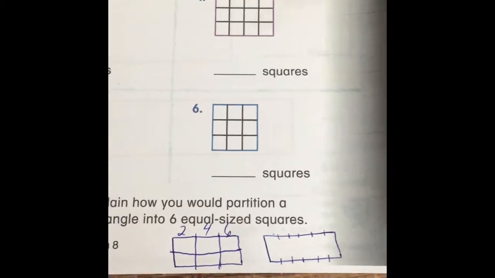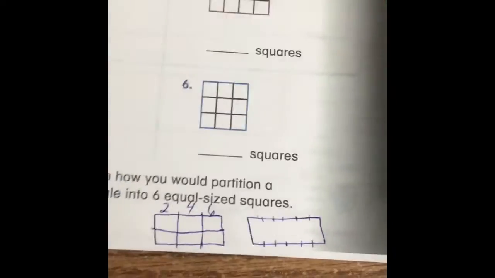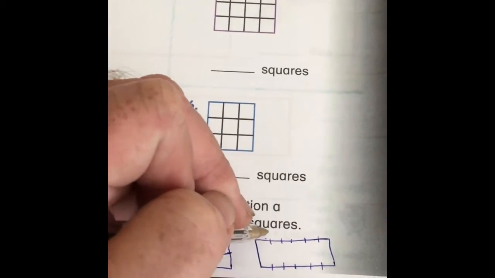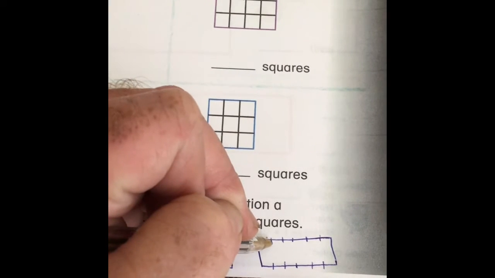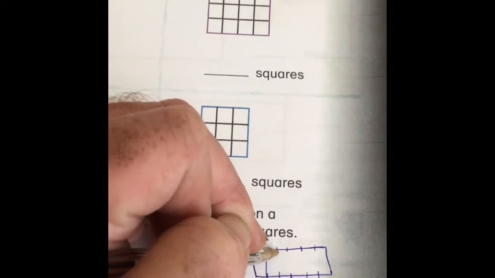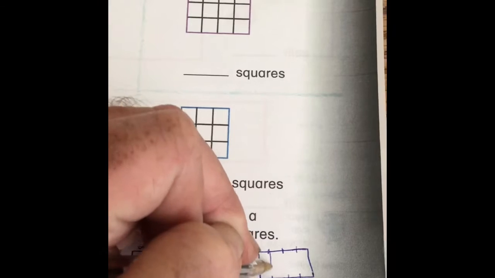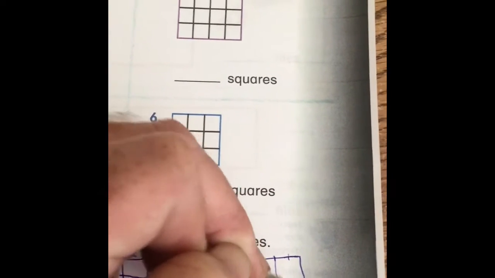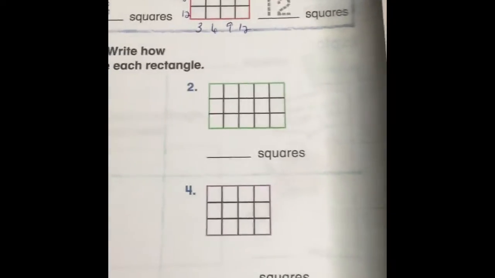Okay, and the next one, I'm going to do a little different. I'm going to break them up going long ways here. So 1, 2, 3, 4, 5, and 6. There are 6 in that one as well. Okay, so let's look at our next page.